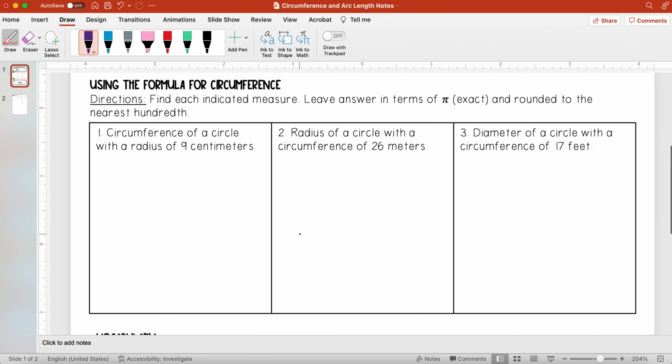So let's go ahead and practice using the formula for the circumference. For each of these, we're going to find the indicated measure, and then we're actually going to give two different answers. We're going to first leave our answer in terms of pi, which is what we call an exact answer, and we're also going to go ahead and round it to the nearest hundredth.